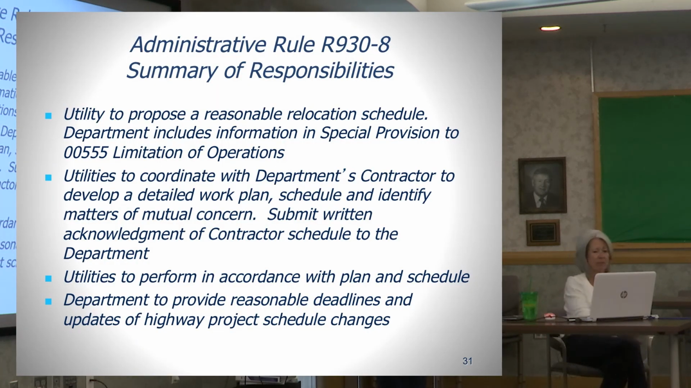Okay, the summary of responsibility again, before we move on to the remedies. The utility company is required to provide a reasonable relocation schedule. Again, you're not necessarily going to have things like start dates and end dates, but you will have durations and requirements and communications. Where does the project need to be, or the progress of the project need to be, before the utility relocations can occur?